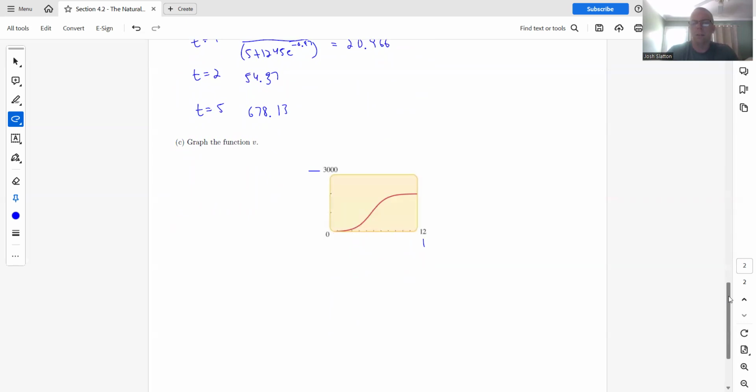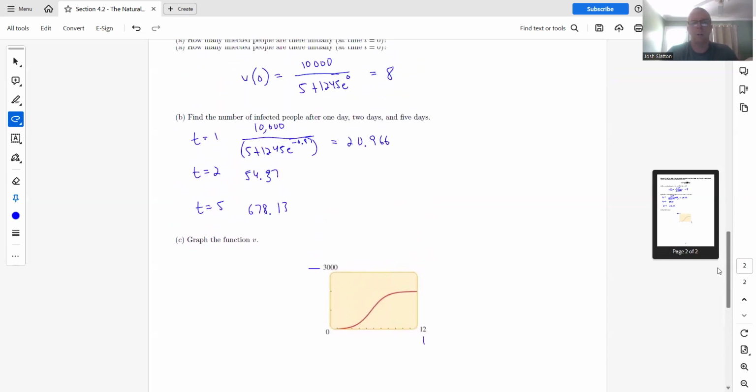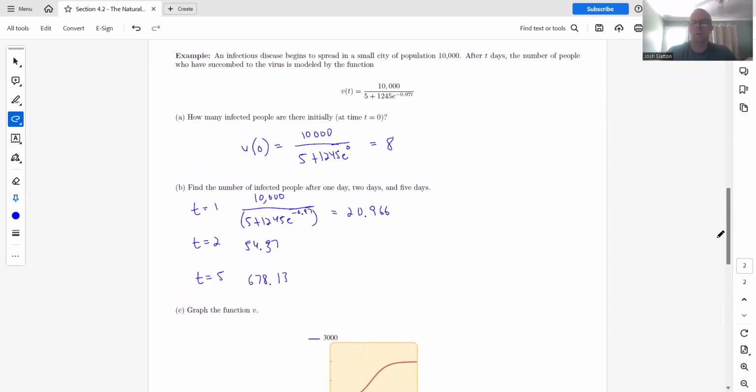The other thing is it will probably ask the next question, and I guess I didn't put that one on here, but the next question probably is where will this disease top out? So basically, when we get out here, what's the maximum number of people that are going to get this disease? And so you can imagine when t gets really large. So if you imagine t going to infinity, e to the negative infinity, which is what that would be, negative 0.97 times infinity, that would be negative infinity.